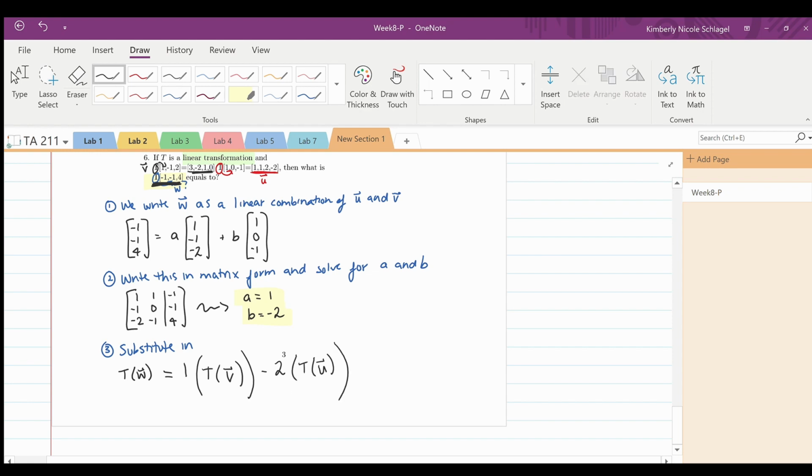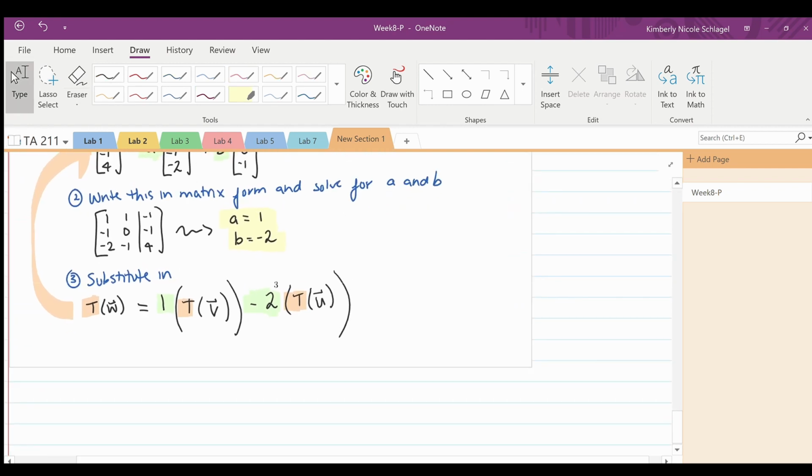So all I did here was replace in our A and our B that we found, and I just took the transformation of both sides essentially. So you can see I did T here, and T here, and T here. I just essentially wrote this same thing, except in transformation form, with a transformation on it. Okay, so I'll just continue down here.